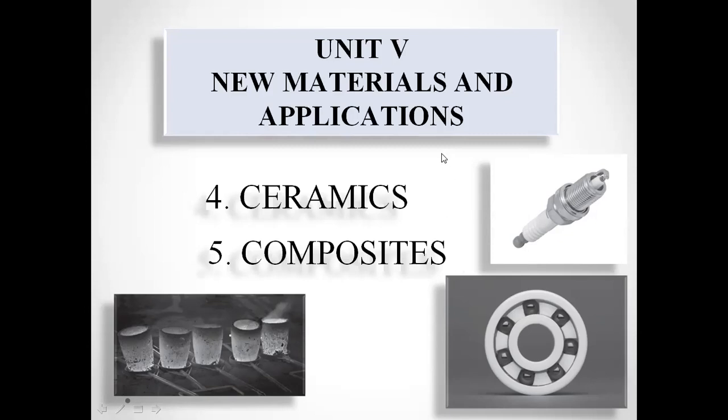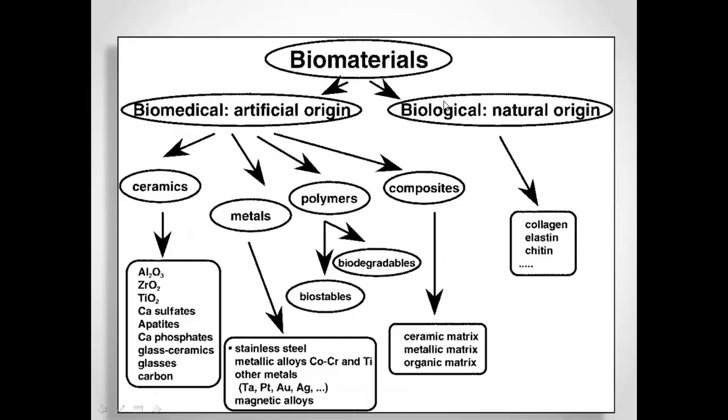Here I have given how the materials for bio applications are classified. This biomaterials we are going to see in the next class in detail. The biomaterials can be classified in two ways for biomedical application. One is artificial origin, and another one is biological, natural origin. This natural origin you will be studying in your core subject, biochemistry and molecular biology, in higher semesters, or maybe you would have already studied collagen, elastin, chitin, and other natural biomaterials. What we are going to concentrate on now is the artificial material.